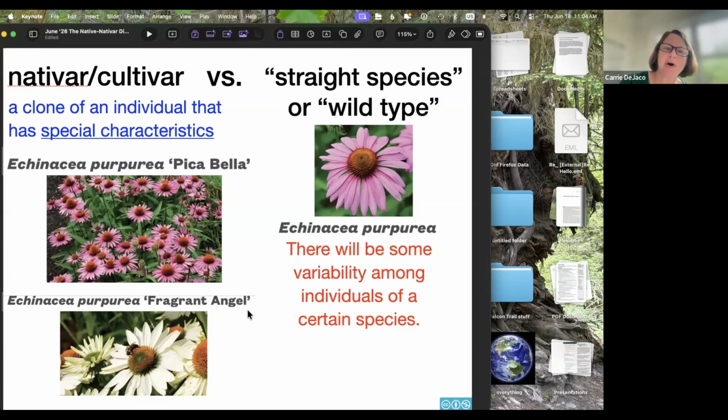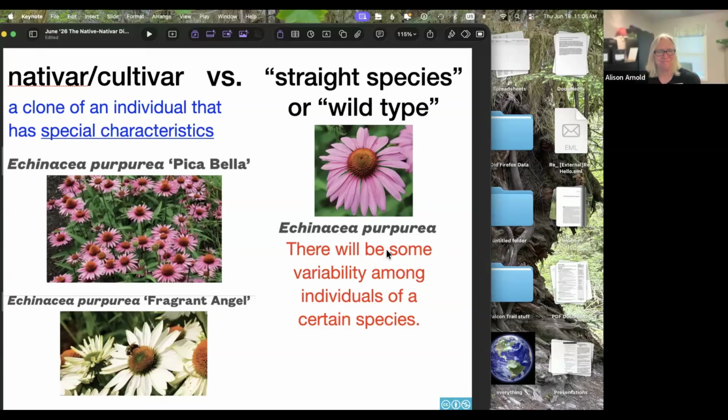So you can look up online the characteristics of those cultivars. We're so lucky now. We've got the entire world's accessible knowledge in our pockets on our phones the whole time that we're out shopping for plants. So you can be in the garden center and Google Echinacea purpurea, Picabella, and see exactly what characteristics that cultivar is known for. You can see whether that Fragrant Angel is likely to be a shorter plant or a taller plant. If you're just looking at the straight species, there's likely to be more variability within it.